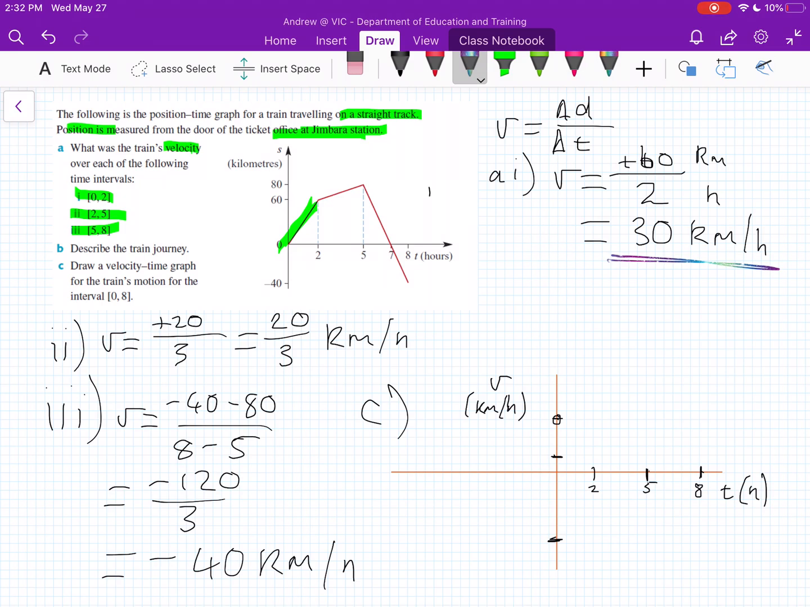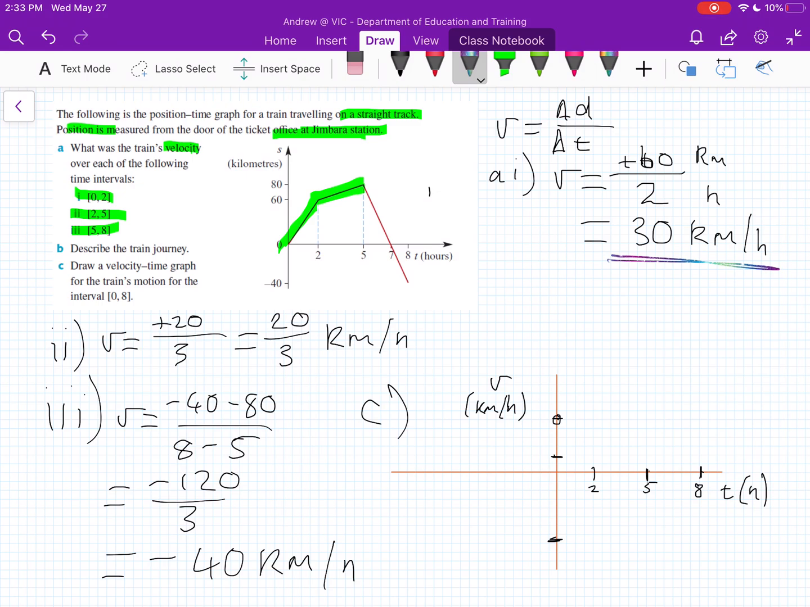From 2 to 5 hours in our next section here, they continued travelling on the same track in the same direction for 3 hours at 20 over 3 kilometers per hour. You might put something like that, or you could say they travelled 20 kilometers over 3 hours.